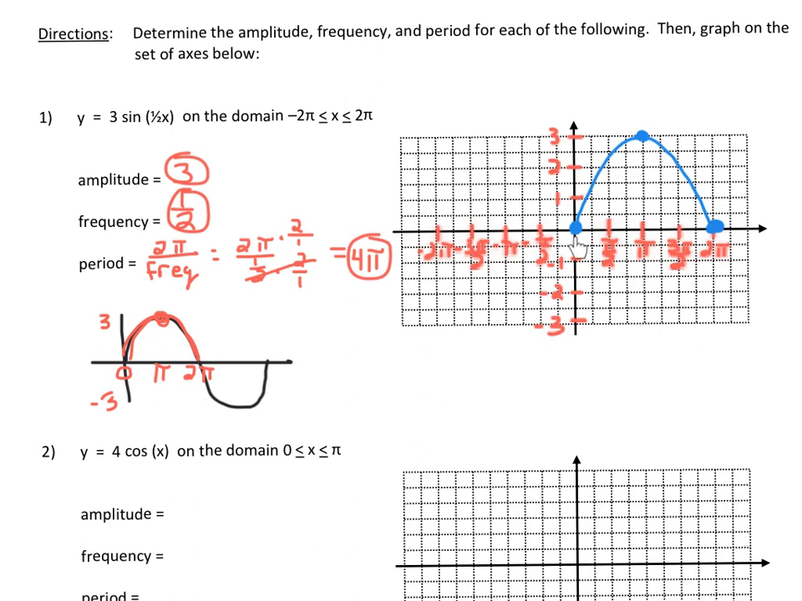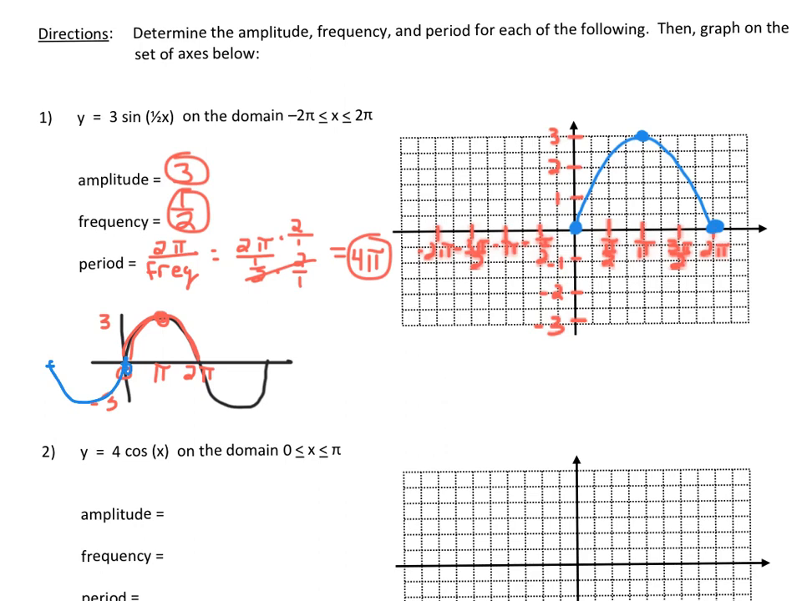Now, let's think about it. To get from a height of 0 to the next height of 0, it took me 2 pi units. So if I was working in the reverse direction, wouldn't it take me 2 pi units to get from here to here, right?